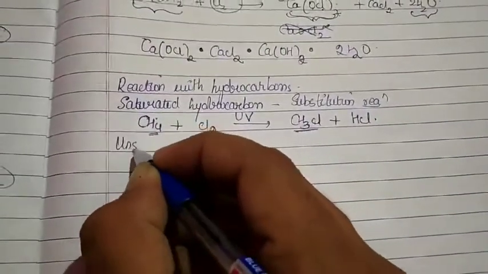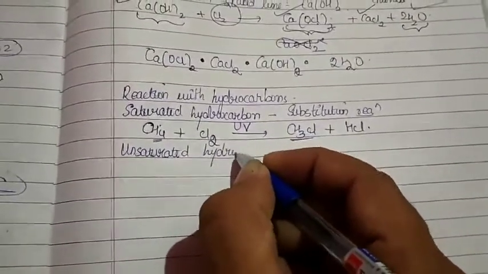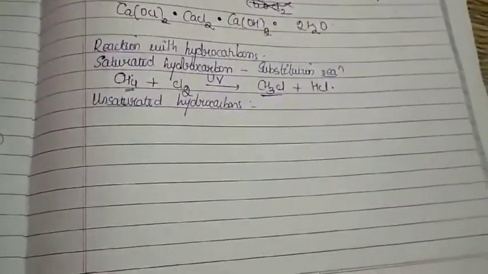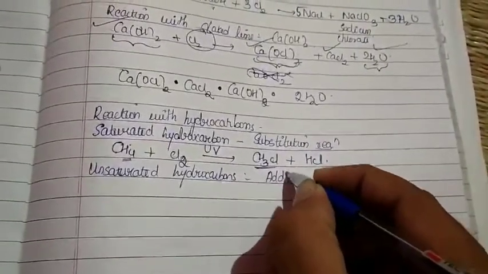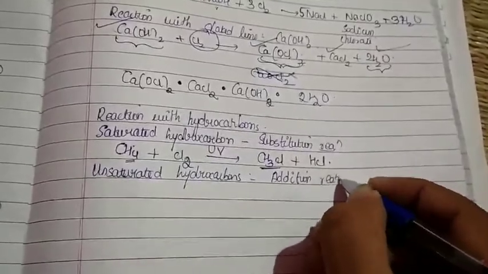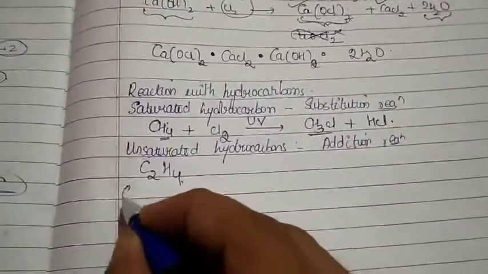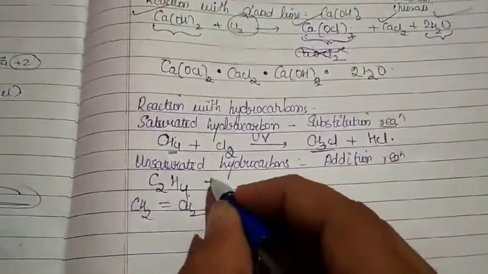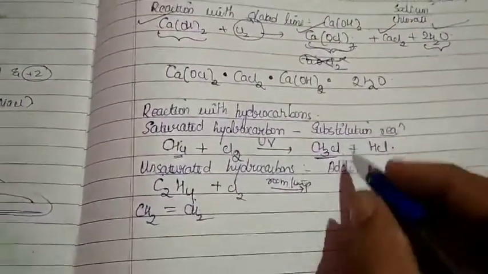Can anybody guess what it can give you with unsaturated hydrocarbons? Yes, just guess till I write it. Unsaturated hydrocarbons. Basically, whenever your chlorine is going to react with unsaturated hydrocarbons, do remember it is going to give you an addition reaction. So what is the main difference we're going to see here? For example, if I use C2H4, that is CH2 double bond CH2, and treat this with chlorine at room temperature, nearly 27 degrees Celsius, what are we going to get?